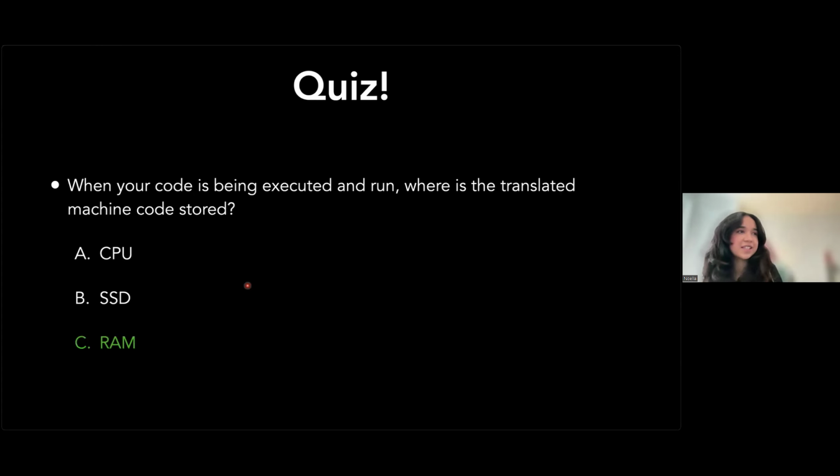Now the answer is C. I noticed that some of you put A, which is somewhat correct because the CPU does, I guess, execute all of these steps, but really all your machine code is being stored on the RAM, where the CPU is then going to grab that code.